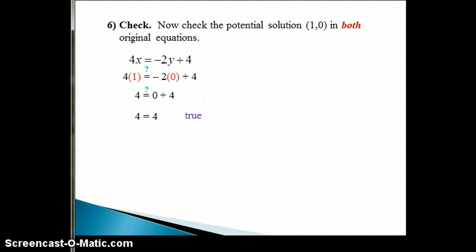Since it's true, we know that (1, 0) is a solution to the top equation. Now we'll check it in the bottom equation. Again, we plug in 1 for x and 0 for y and see if this gives us a true statement. Because it satisfies both equations, it is in fact a solution to the system.